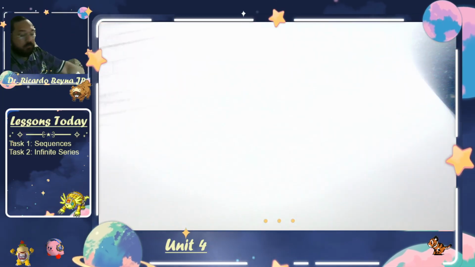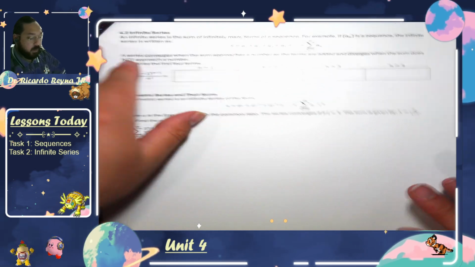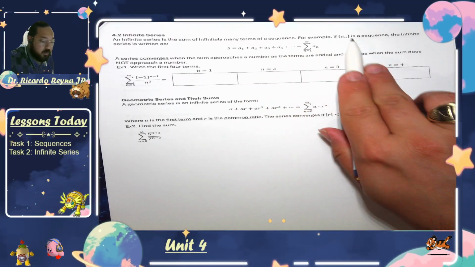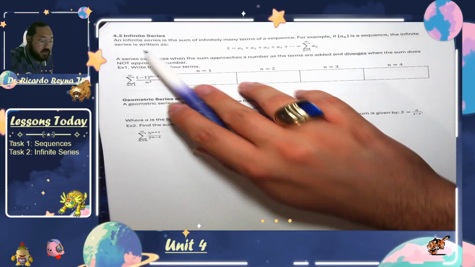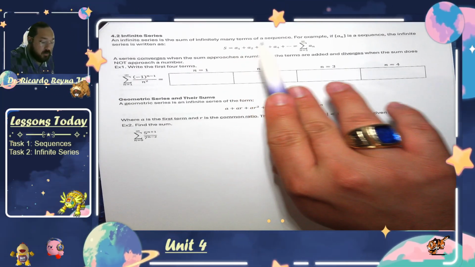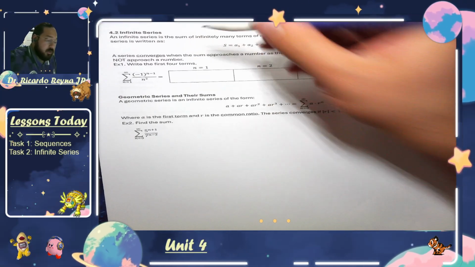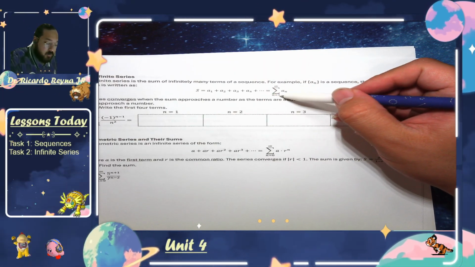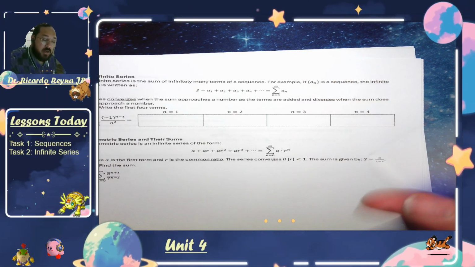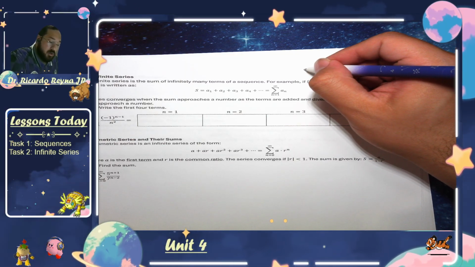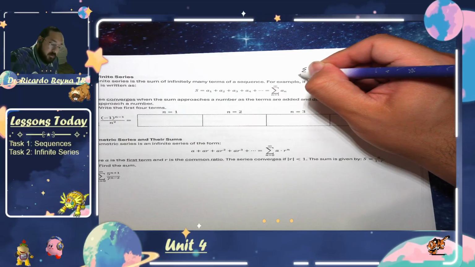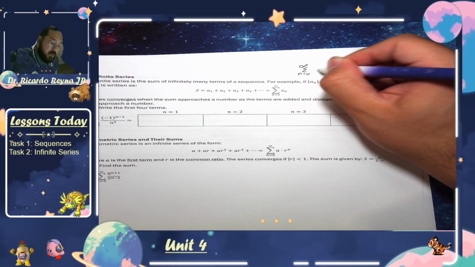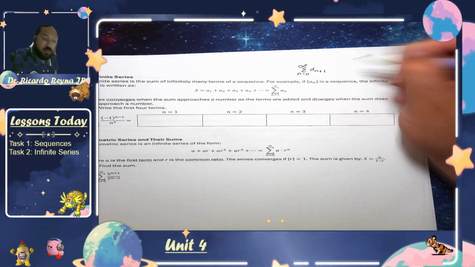Alright. 4.2, an infinite series. An infinite series is the sum of infinitely many terms of a sequence. For example, if a_n is a sequence, the infinite series can be written as a1 plus a2 plus a3 plus dot dot dot, and it's either notated with this S or with this actual sigma notation, where n goes from 1 to infinity. And again, I'm telling you right now, some of your homeworks are trick questions where it starts you off as like n is equal to 0, but then you'll have like a_(n+1) or something like that.